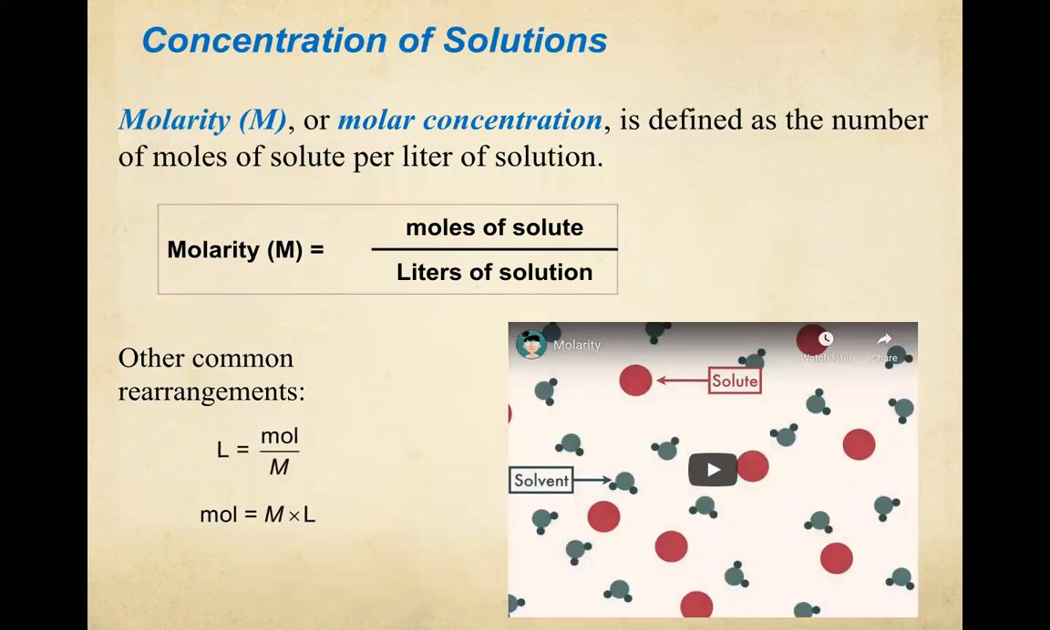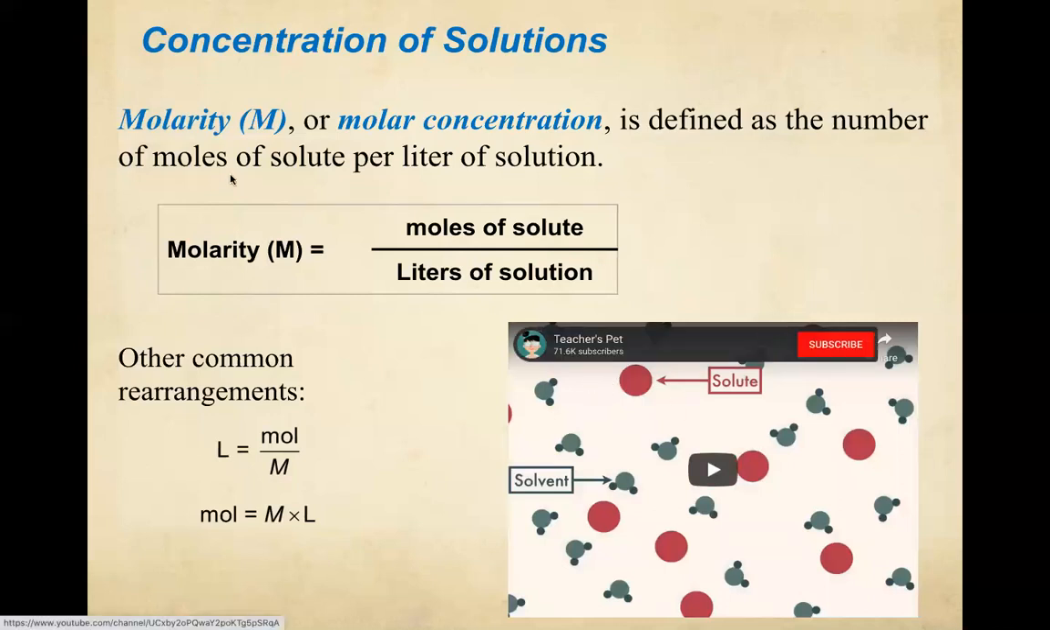Now, concentration is just a way to look at how the solute and solvent, or in this case the solution, compares. Molarity, capital M, or molar concentration, is defined as the number of moles of solute per liter of solution. Not per liter of solvent, but the total liter of solution. So it's a ratio: molarity is moles per liters of solution, okay?